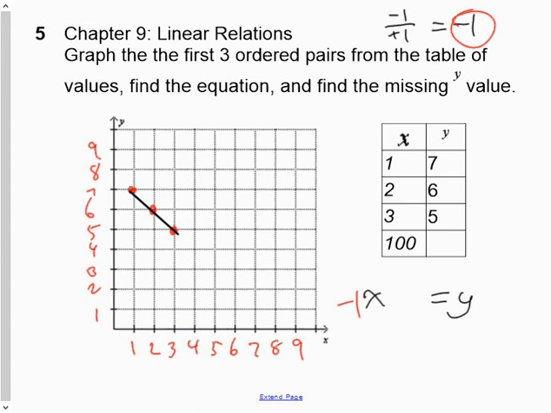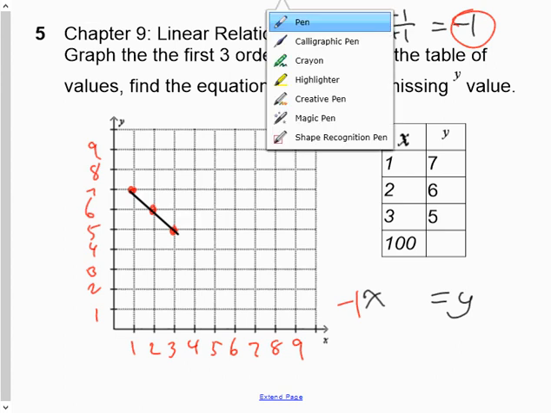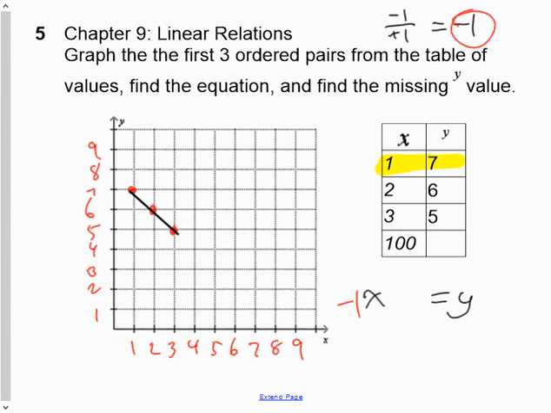So once we know that, our next job is to then say, is there a constant necessary? So what I'm going to do here now is I'm going to take any ordered pair, just like we used to. I'll take the first one, 1 and 7. And I'm going to substitute 1 for the x. And I'm going to substitute 7 for the y. So negative 1 coefficient, substitute 1 for the x, substitute 7 for the y. And then what I have here is an equation that's set up that says both sides are equal, right? And if they are, we're good. We don't need a constant. But if they're not, we need to add a constant.